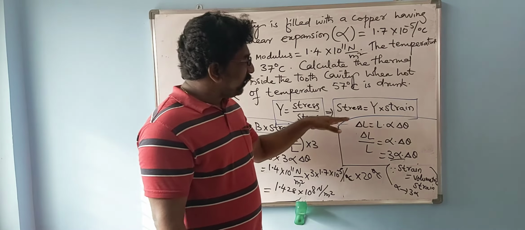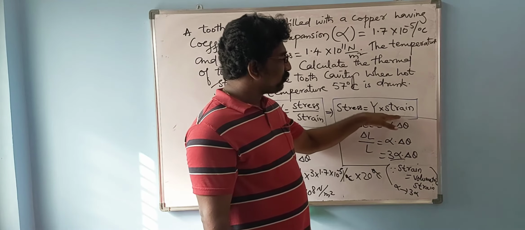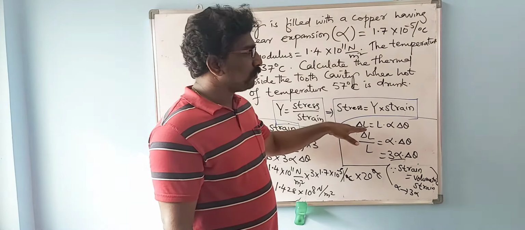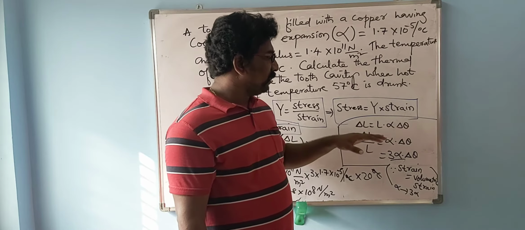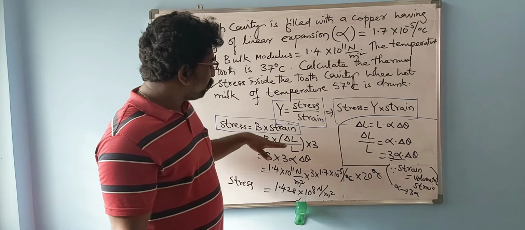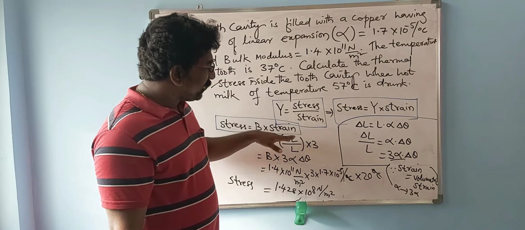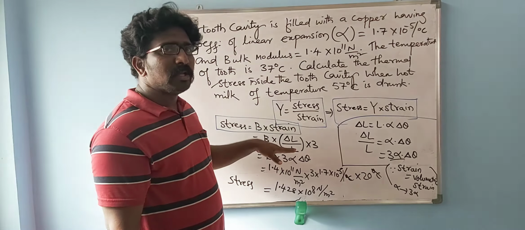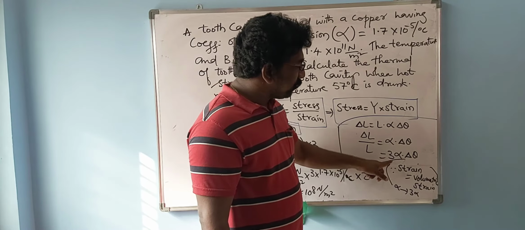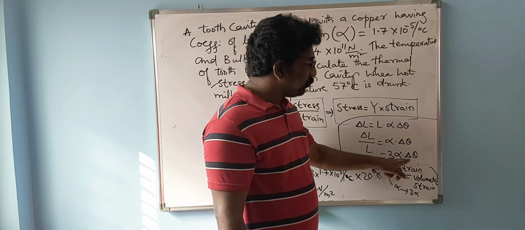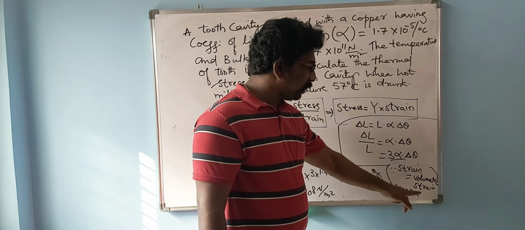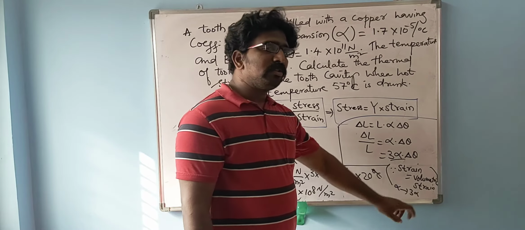Stress is equal to Young's modulus into strain. As per the formula of linear expansion, delta L equal to L into alpha delta theta, so delta L by L is equal to alpha delta theta. Since we are dealing with the bulk modulus, the longitudinal strain delta L by L will become the volumetric strain, so I have written that it is equal to 3 times alpha into delta theta. Since the strain has become a volumetric strain, alpha becomes 3 alpha.